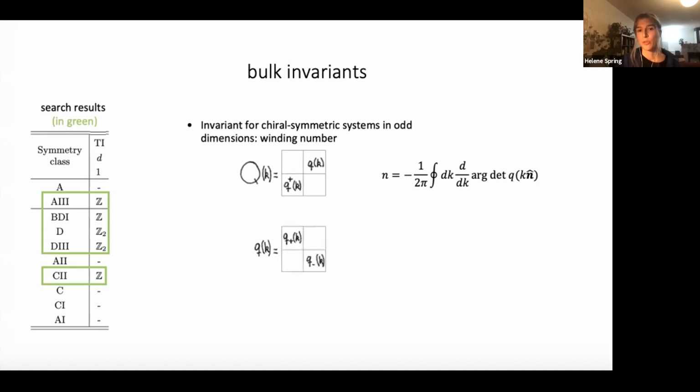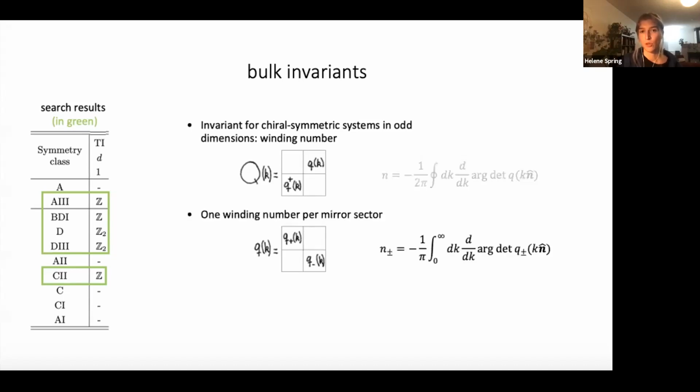So we know that we don't only have chiral symmetry, but also mirror symmetry. And in the presence of mirror symmetry, we can further reduce these small Q blocks into reflection-even and reflection-odd sectors. And these blocks are what we use to calculate our invariants. So we associate a mirror winding number to each mirror sector, and we find that each of these is equal and opposite to the winding number of the other sector. And so it explains why our total winding number was 0, because they canceled each other out.